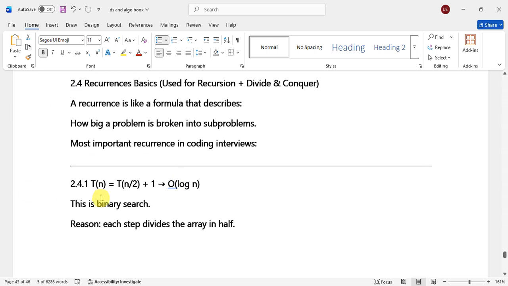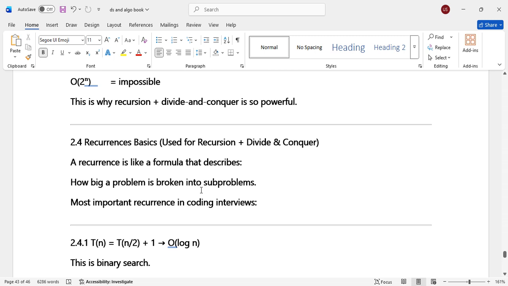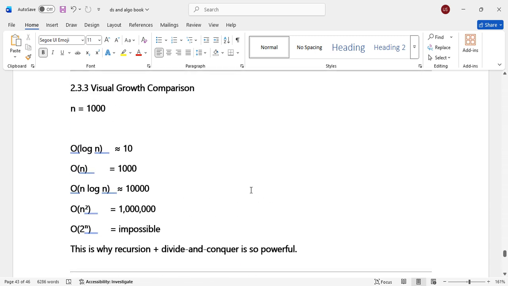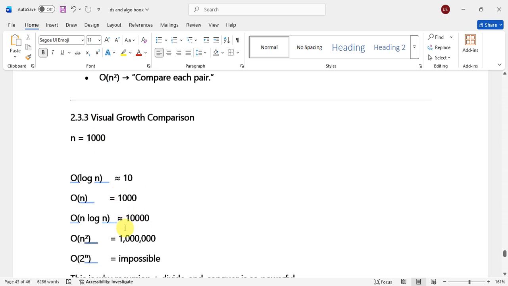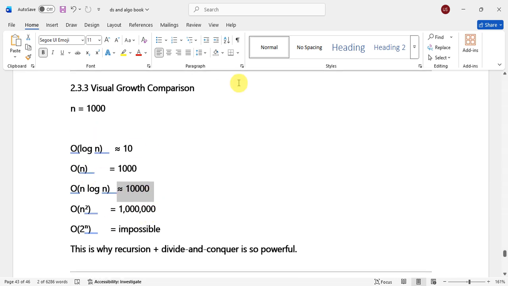So guys, this is binary search, T(n) is dividing the whole into 2, T(n/2), and then plus 1, so it takes log n time. Recurrence basics: a recurrence is like a formula that describes how a big problem is broken into subproblems. So if n is 1000, then log n will be about 10. If it is n log n, then it will take about 10,000 steps. So it tells how fast it grows.